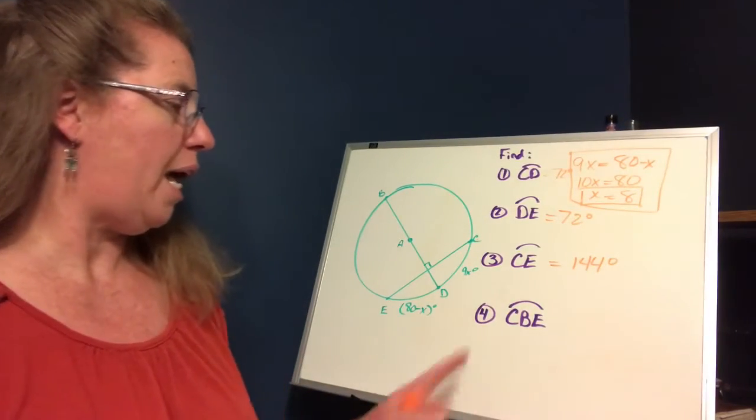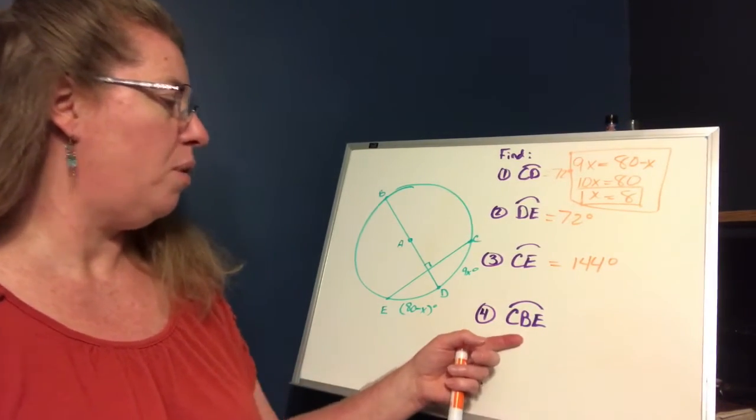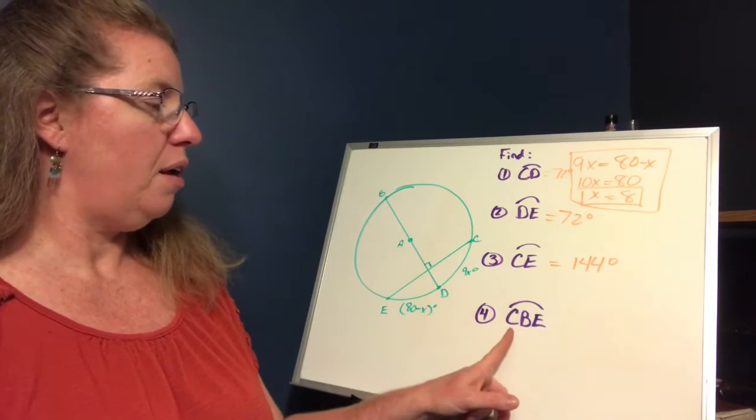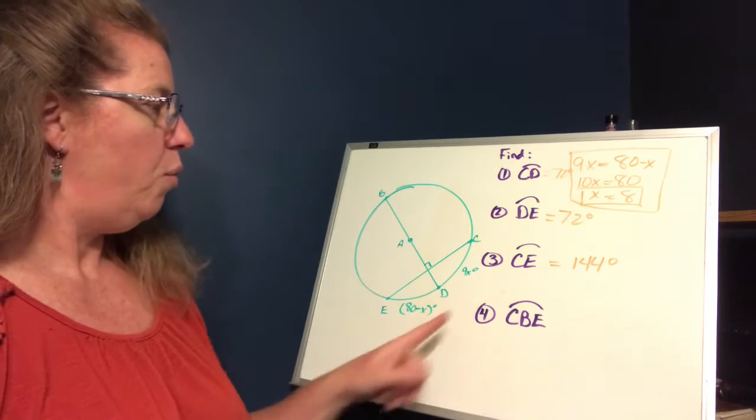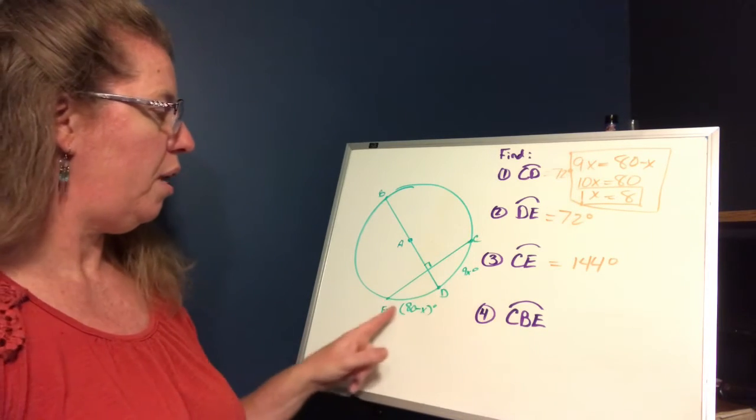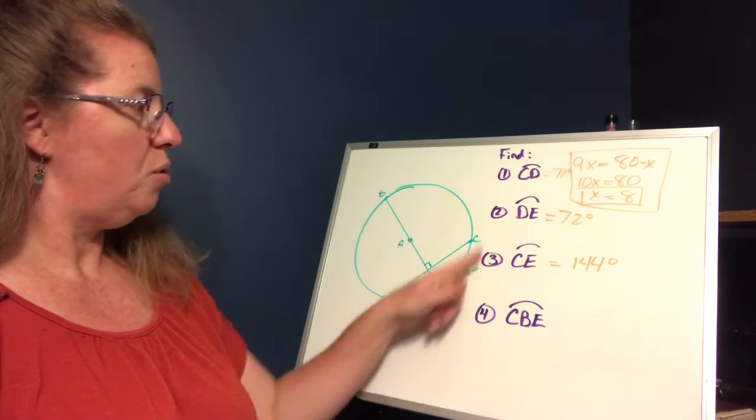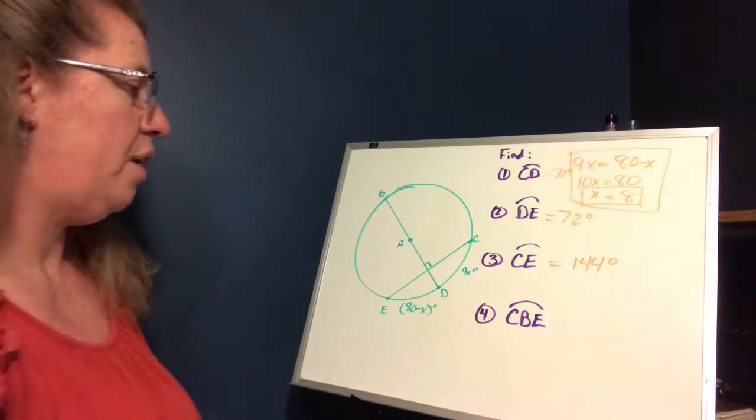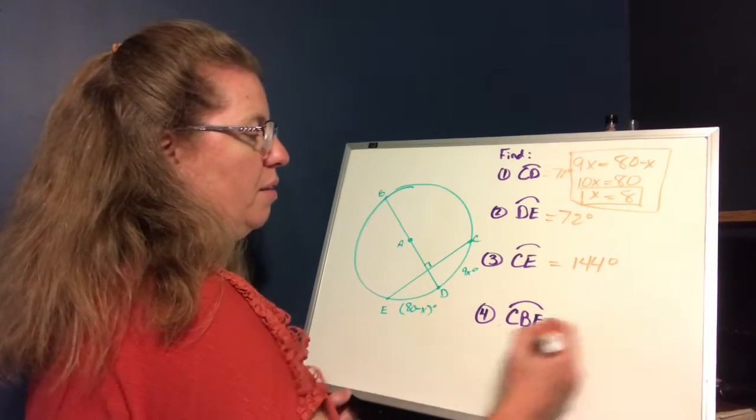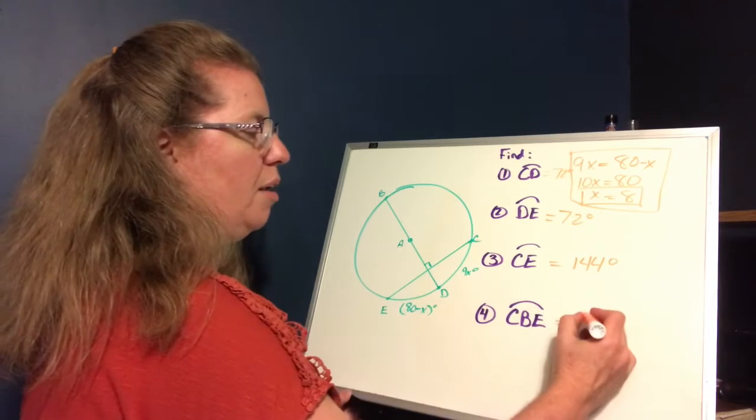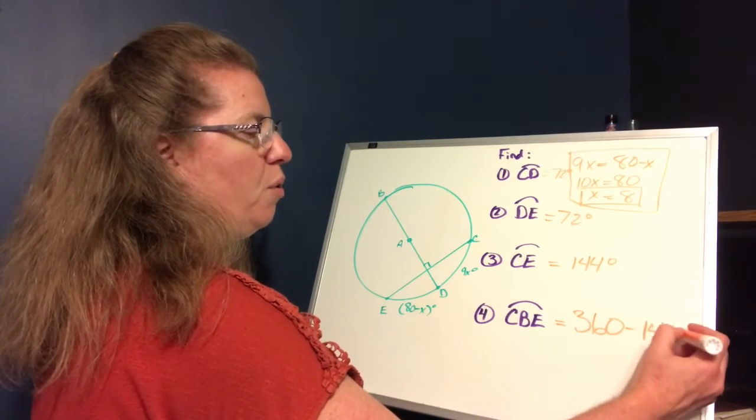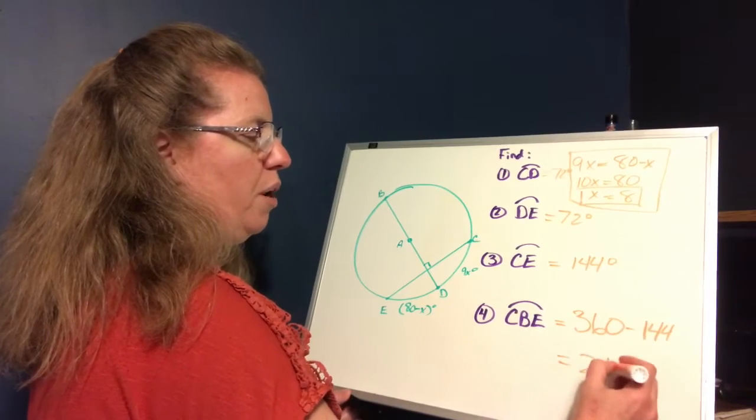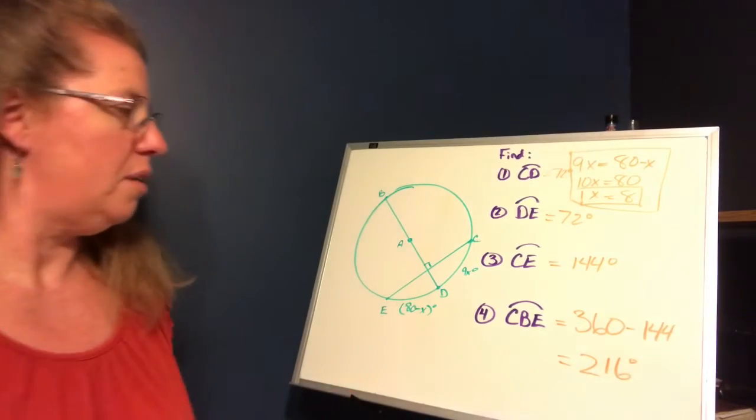All right, let's look at the last one here, number 4. We're looking for the arc CBE. That's going the other way around. We just found CE on number 3, and we know that a whole circle is 360 degrees. So we can find the measure of arc CBE by doing 360 minus our 144 equals 216 degrees.